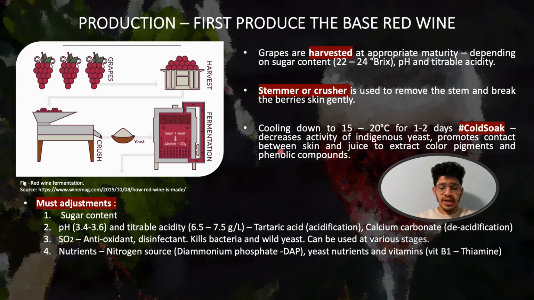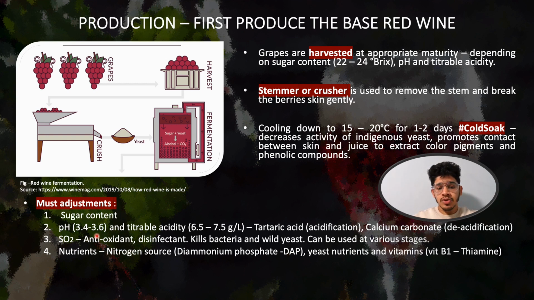Once the cooling down is done, the fermentation takes place, but before the fermentation happens, something called must adjustments need to be done. So what is done during must adjustment? Firstly, the sugar content is adjusted. Second, the pH is adjusted. Third, the titrable acidity is adjusted. Next thing is the addition of SO2. What SO2 does is it acts as an antioxidant as well as a disinfectant. So if there are any harmful or unwanted bacteria or unwanted wild yeast present inside the must, they will be killed by the SO2.